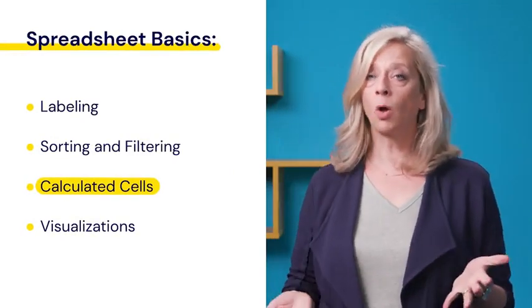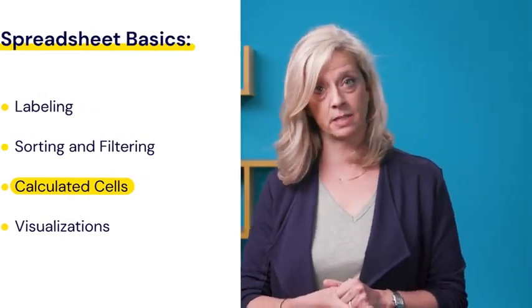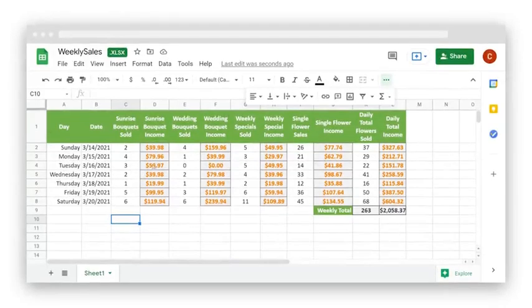Not all the cells in this spreadsheet contain raw data. Several columns in this chart contain calculated cells. If we click on the cell D2, we see in the bar on the top that what is actually in this cell is equals C2 times 19.99. In this case, this cell equals the number of sunrise bouquets sold on Sunday multiplied by the cost of a sunrise bouquet. $39.98 is the result, and that's the number that shows up in the spreadsheet.